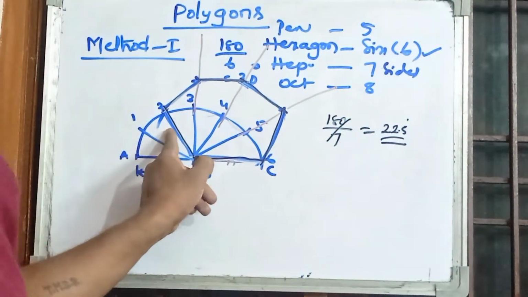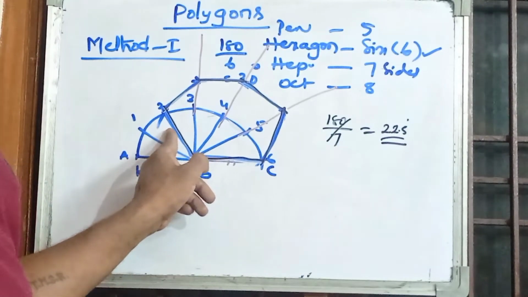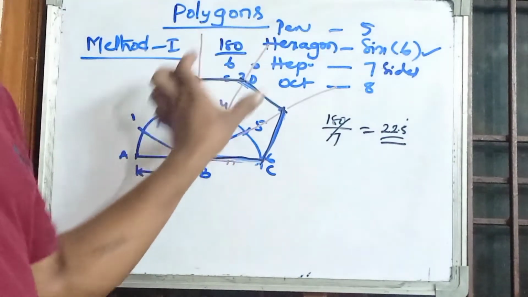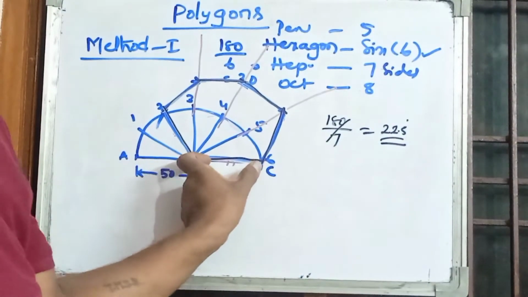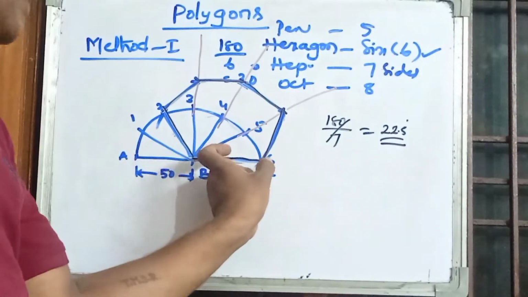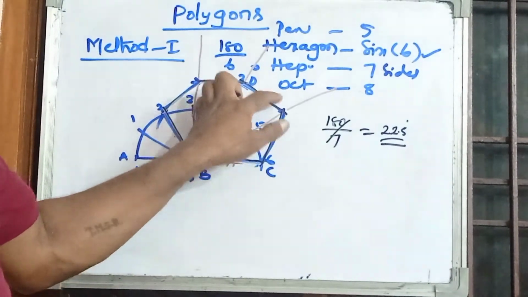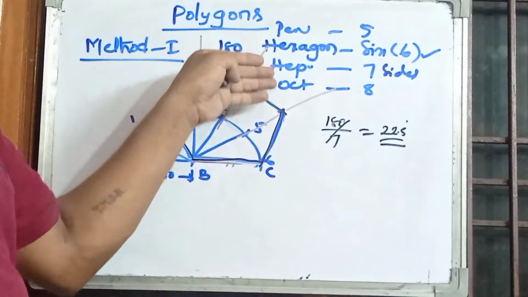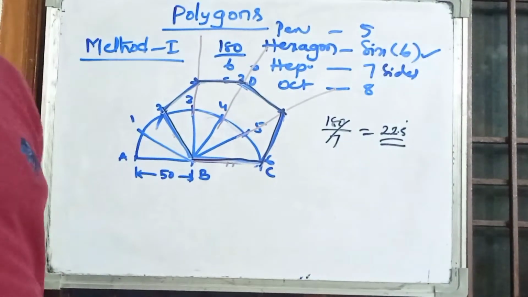And always, the second point is the reference line. So one side of the polygon you will get, the base is inside, one side is there, and between these two, 4 lines you will get. Extend the 4 lines and use the same similar method. However many sides are given, take the same diameter, keep the center, and cut that number of points. Like that we can go for pentagon, hexagon, heptagon and octagon. This is regarding method 1.